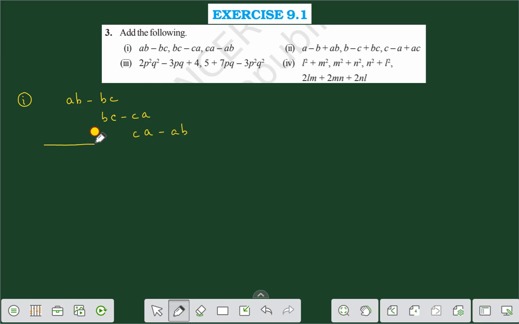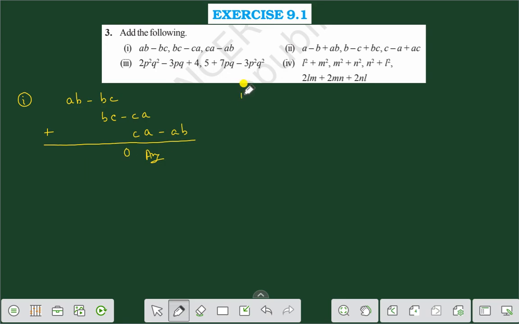We add these terms. Adding, plus CA minus CA is 0, plus BC minus BC is 0, plus AB minus AB is 0. Therefore the answer is 0. We are adding here in column form.